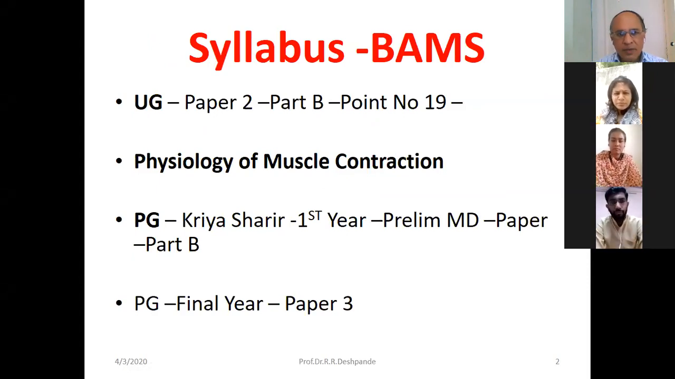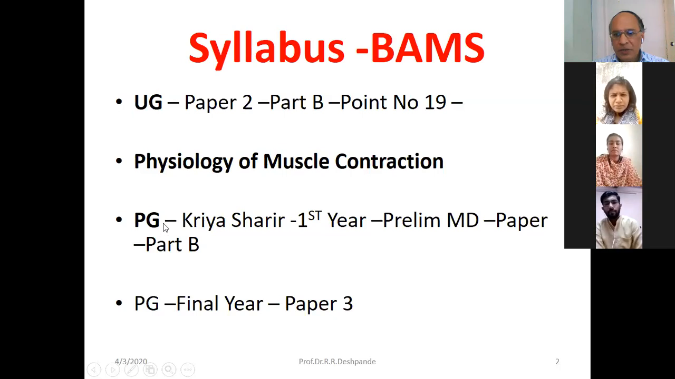This muscle contraction topic is from your syllabus. It is in the syllabus of UG. Here you can see UG paper 2. This is for undergraduate students, BAMS students. They have 2 papers, and in paper 2, in part B, there is point number 19, Physiology of Muscle Contraction. This is the title in the UG syllabus.